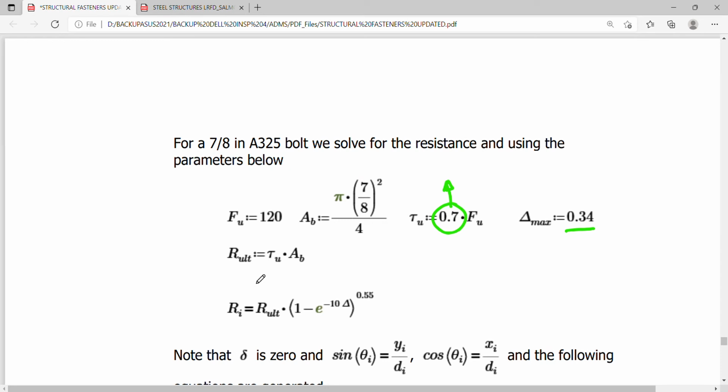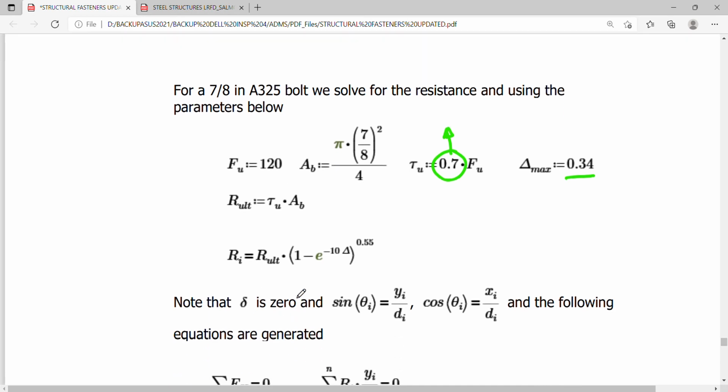therefore the ultimate resistance of the bolt now is equal to tau u AB, where tau u is simply 70% of your Fu, and Ri is simply equal to R ultimate multiplied by the expression 1 minus e to the negative 10 delta, whole expression raised to 0.55. Note that delta is 0 and the sine of the theta angles is equal to yi over di, and the cosine of theta angles will be xi over di.